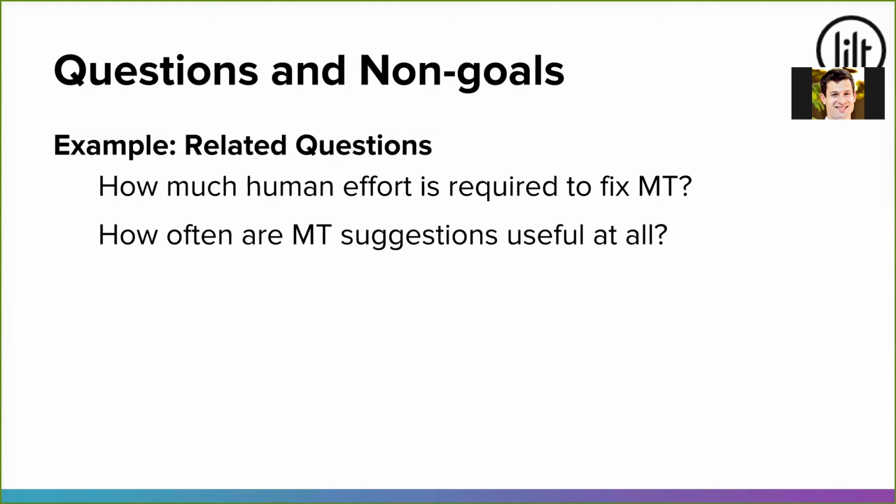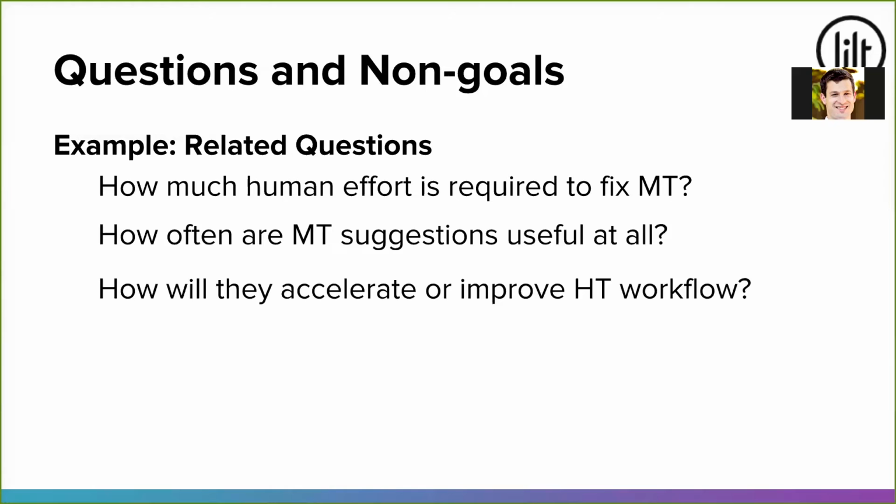You could also ask a question like, how often are MT suggestions useful at all? And you could do that also in the context of a human productivity evaluation, where you see whether a human translator chose to use an MT suggestion or not. Again, that's more getting into human translation productivity evaluations, and we're going to save that for a different talk. Here, again, we're going to focus mostly on quality.